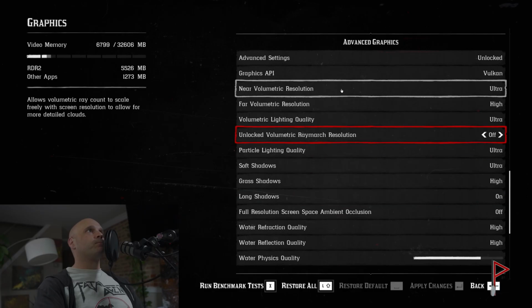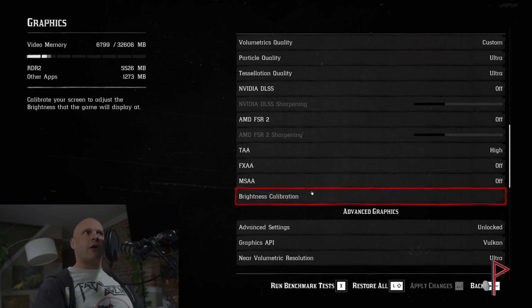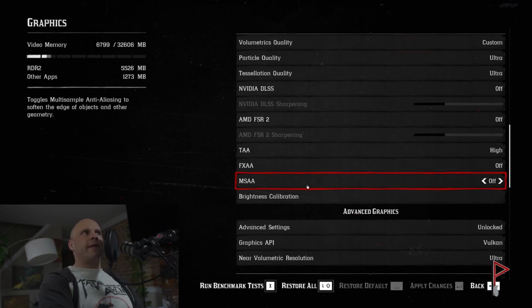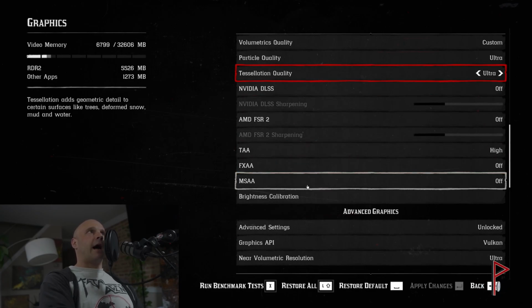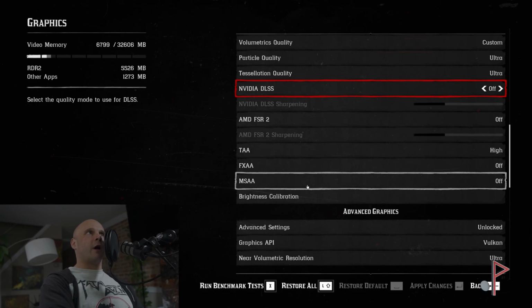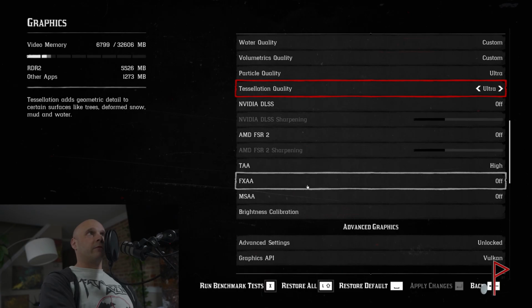What's next? Vulkan gives you a brightness calibration setting. DirectX 12 gives you an HDR setting here. So you can tune that, calibrate it. MSAA we talked about, FXAA we talked about, TAA we talked about. I left DLSS off. I actually cannot run DLSS at the same time as TAA. So we might try these settings with DLSS at maybe a balanced or quality mode instead of TAA. See what that does. Tessellation quality, again, it's ultra.